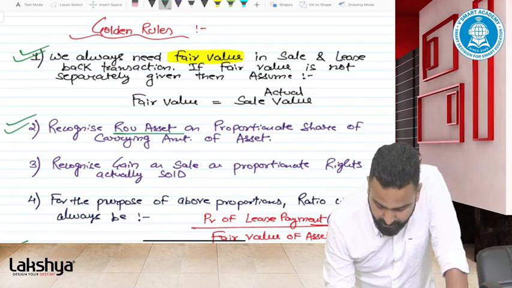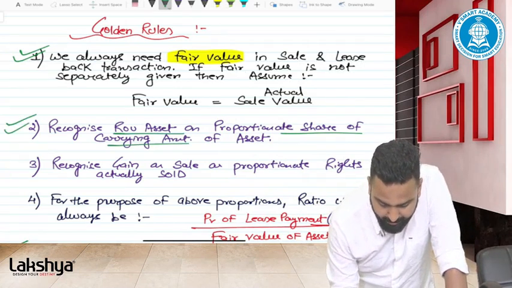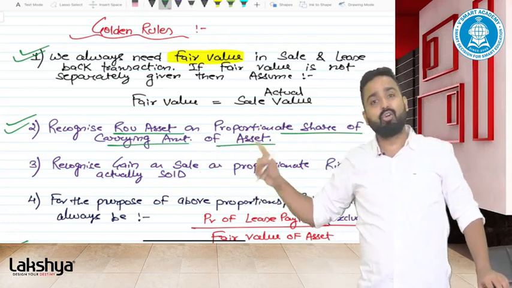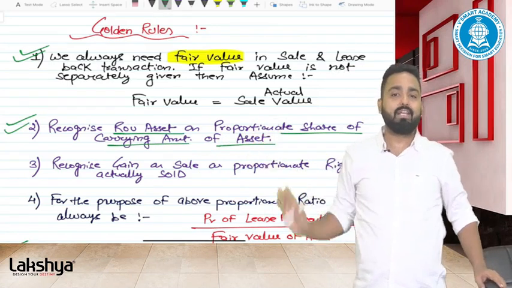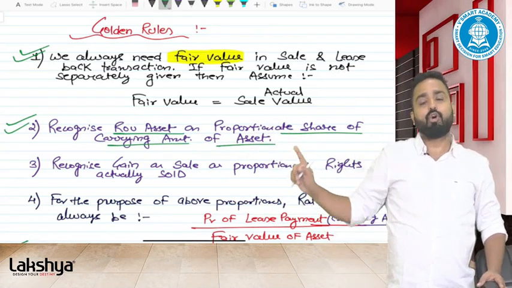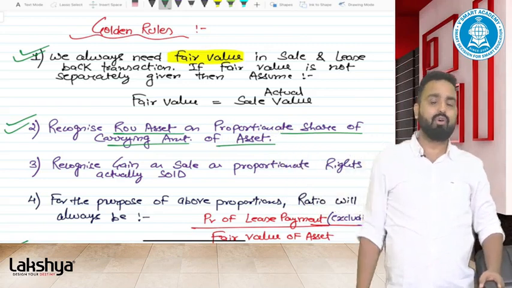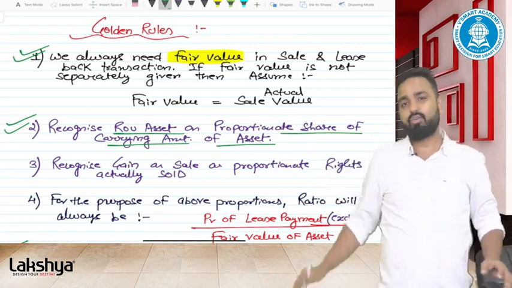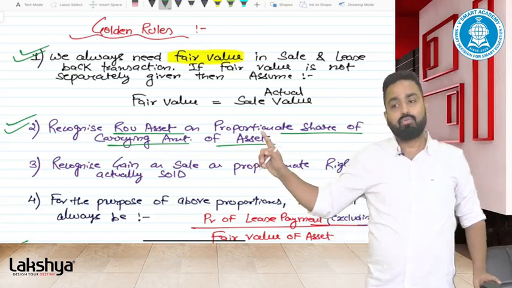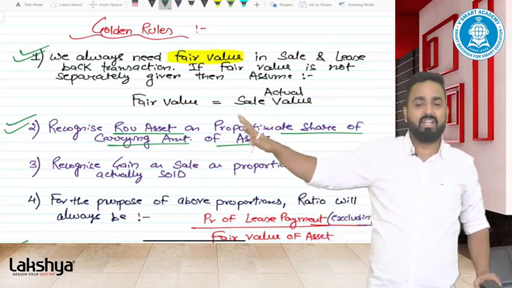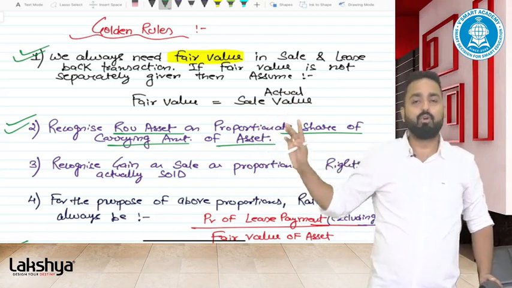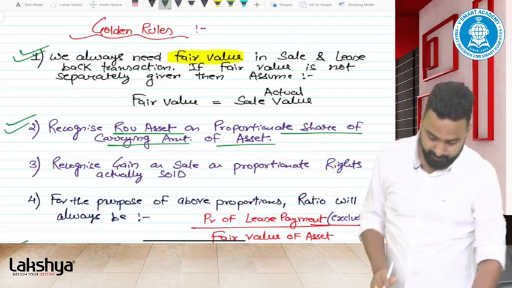Second golden rule: recognize ROU asset on the proportionate share of carrying amount of the asset. Always recognize ROU based on the proportionate carrying value. Always means always in this sale and leaseback transaction: always recognize ROU in the proportion of carrying value of the asset.